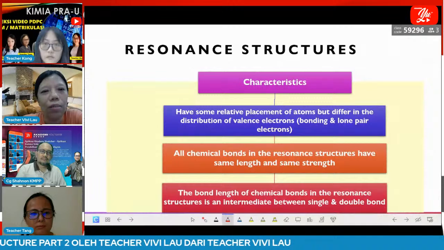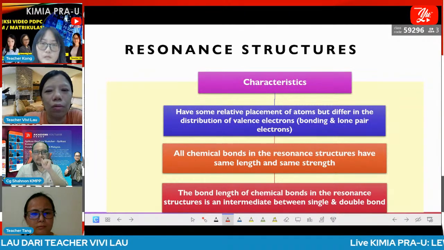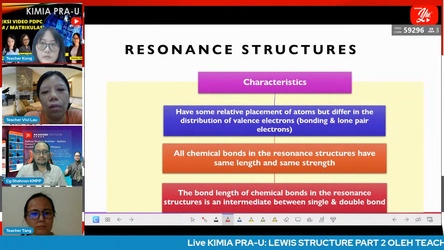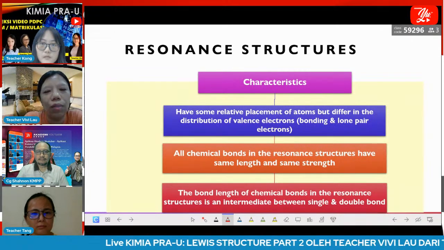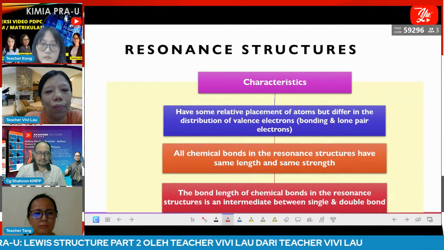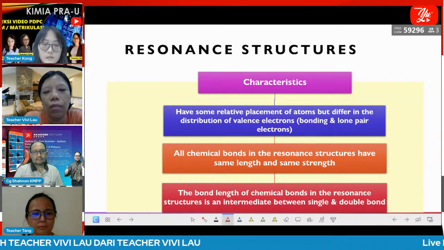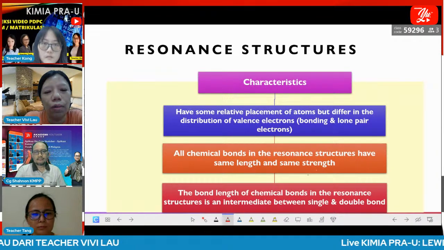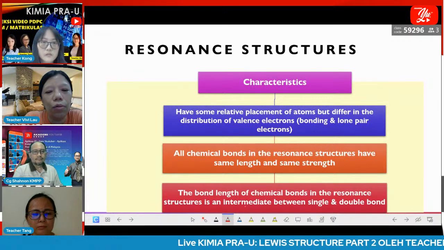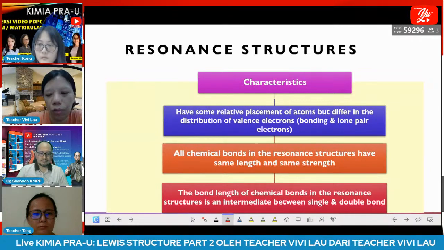Okay, characteristics of resonance structures. They have the same relative placement of atoms, but differ in the distribution of valence electrons. So the lone pair and bonding pair electrons are localized. All chemical bonds in the resonance structures have the same length and same strength. The bond length of the chemical bonds in the resonance structures is intermediate between a single and a double bond.